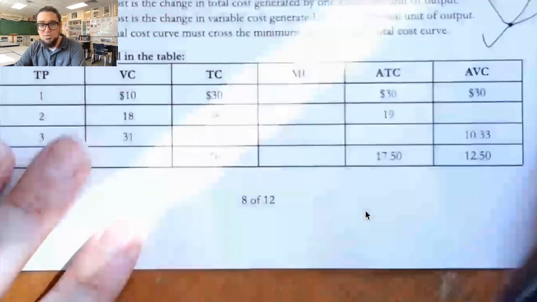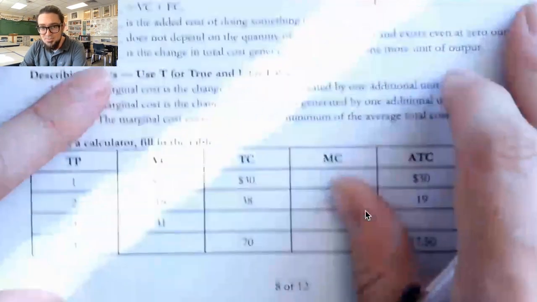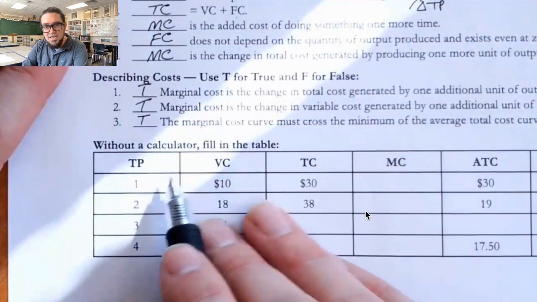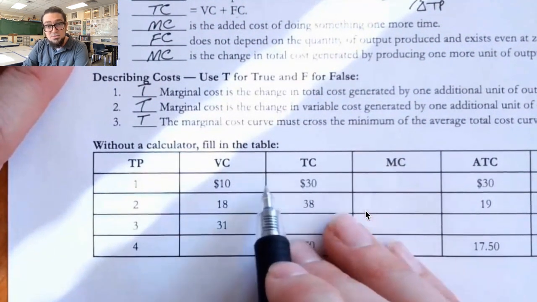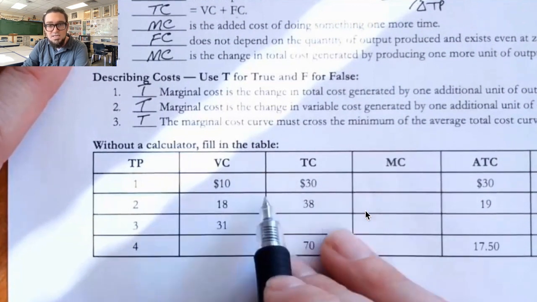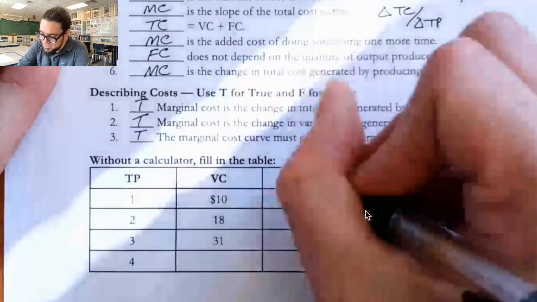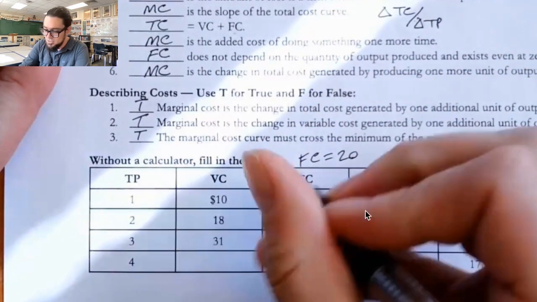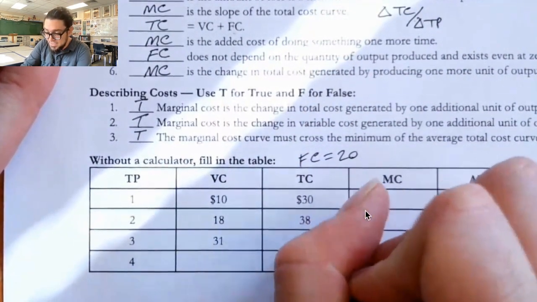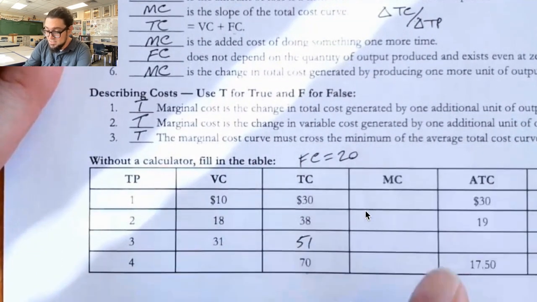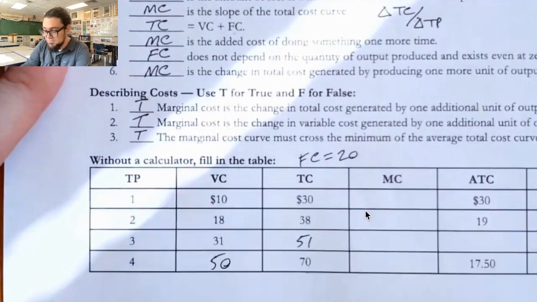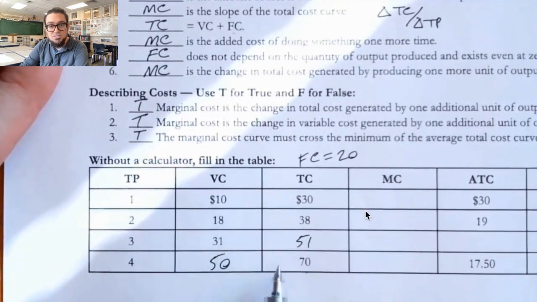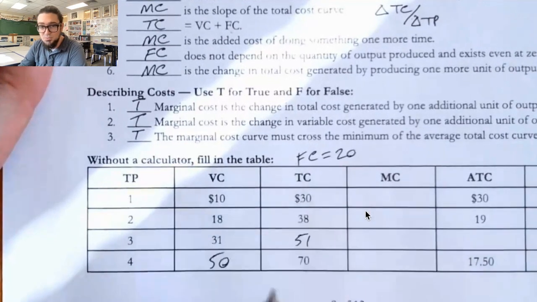All right, now last one, we're going to try without a calculator to fill in this table. Hopefully, man, that glare is awful. Hopefully, we're going to be able to do this one. Now, we've got variable cost 10, total cost 30 when we have total product of 1, 18 and 38 at 2. That means our fixed cost must equal 20. It must be the difference between those two. So if I take 31 and I add it to 20, I get 51. If I take 20 and subtract it from that 70, I get 50. So that's how we figured that out, is we said, well, the difference here has to be the fixed cost, so we can use that to figure out the variable and the total for units 3 and 4.